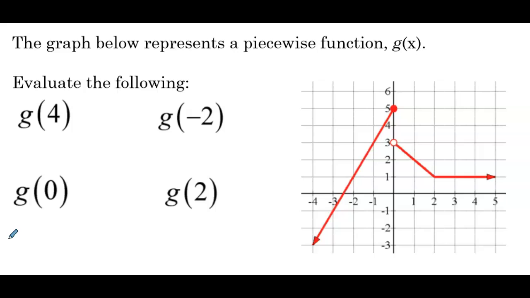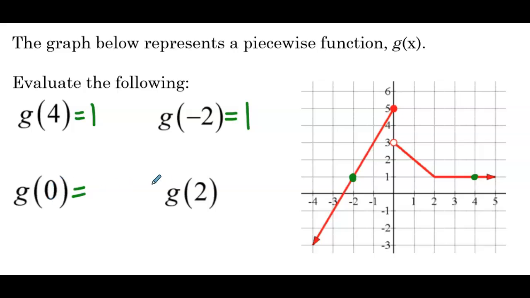So now let's practice. So again, we'll start with a graph. So the graph below represents a piecewise function g of x. Evaluate the following. First, we have g of 4. So if we input 4, what is the output? So we go to x equals 4, we go up to the function, and we see that the output is 1. G of negative 2, so we go to x equals negative 2, we go up to the function, and we see that the output is again positive 1.